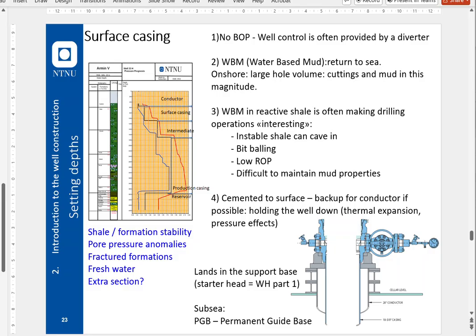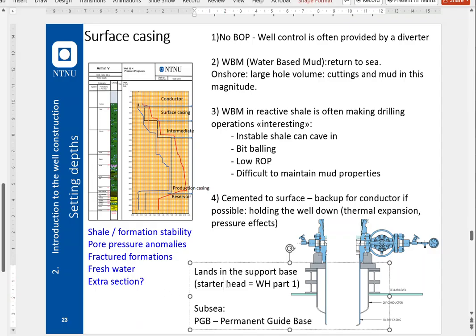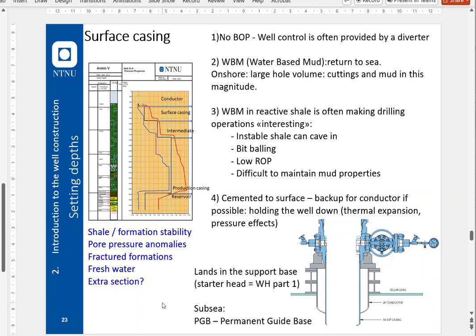For land-based wells, here is the case where we are showing. This is where you are landing the starter head. It splits in this case differently than the subsea, but it remains the same construction. Subsea, we call it a permanent guide base, whereas onshore, in this case, we call it a starter head.